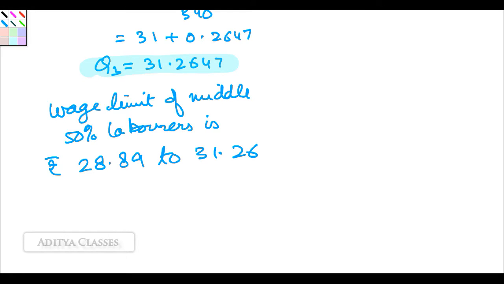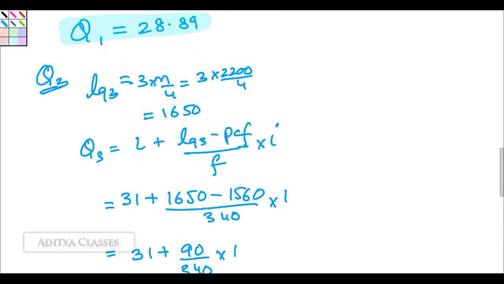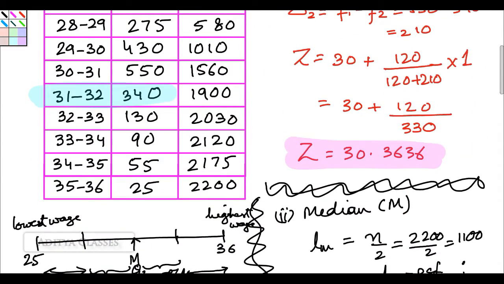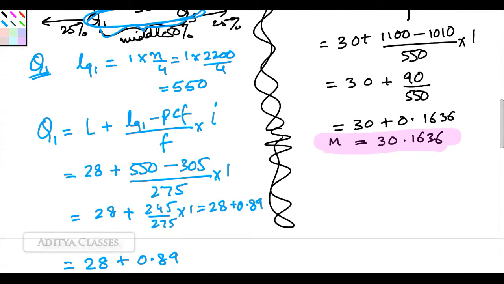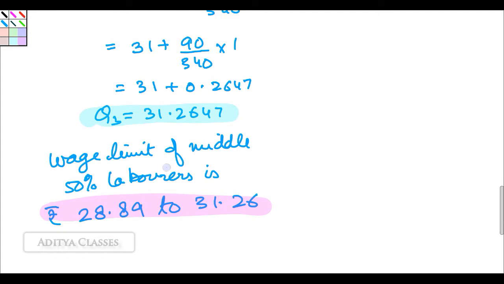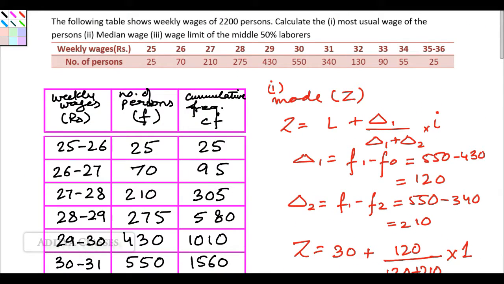This is our third answer. So our first answer, most usual wage Z, median wage 30.1636 median, and wage limit of middle 50% laborers Q1 to Q3. This is our answer. We'll cover more videos with such data where we are not able to trace whether it should be converted into exclusive or discrete or any other format.